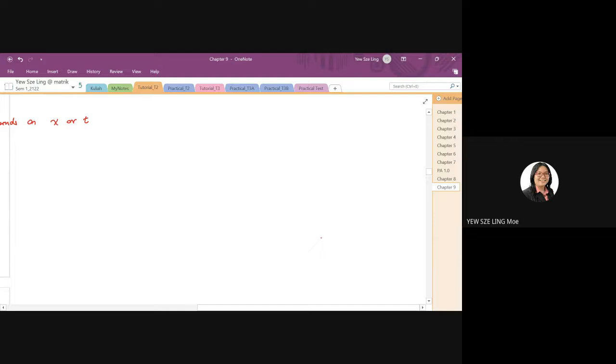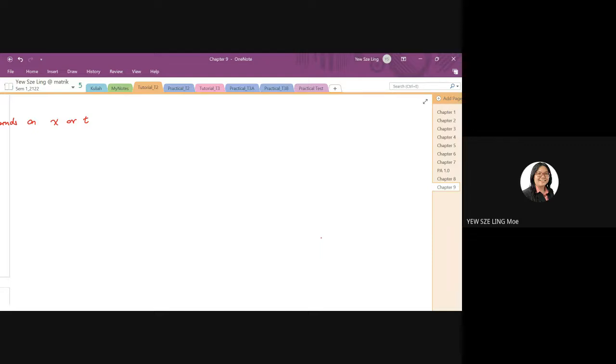Buku kamu tak ada jadual kan? Hello? Ada atau tiada? Tak ada, madam. Tak ada. Okay, kalau tak ada, anda sendiri kena buat table.